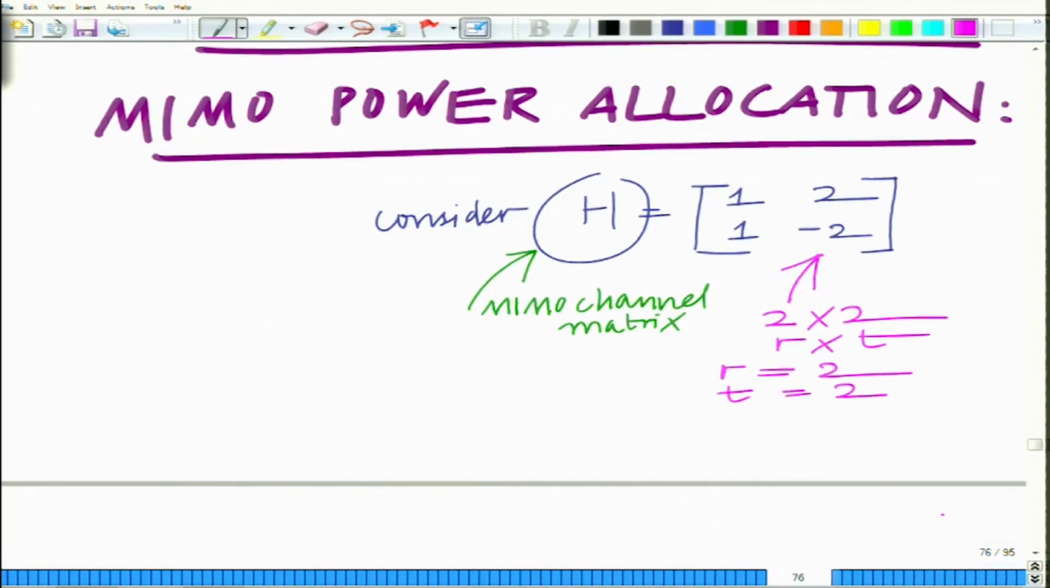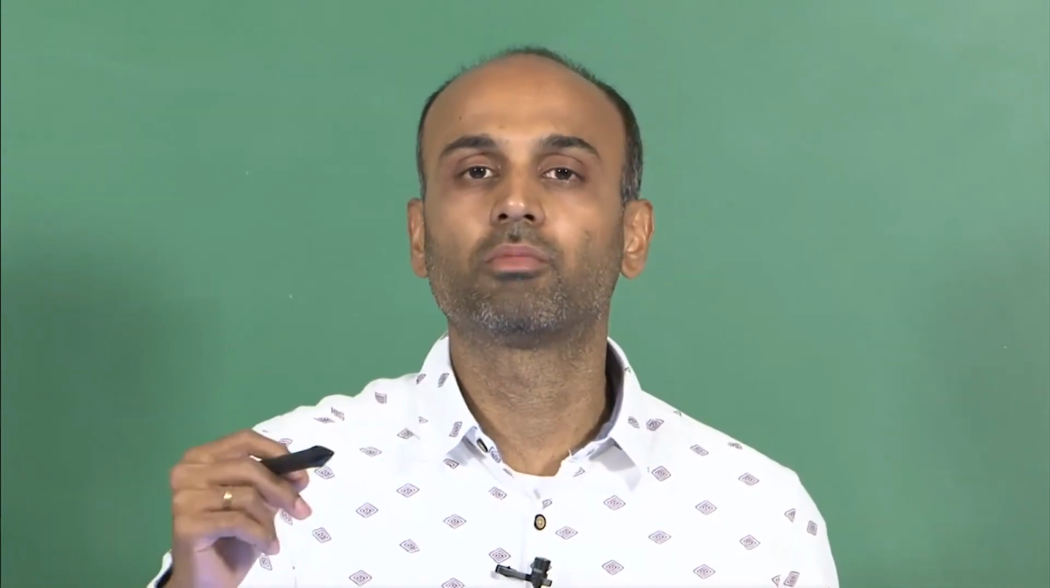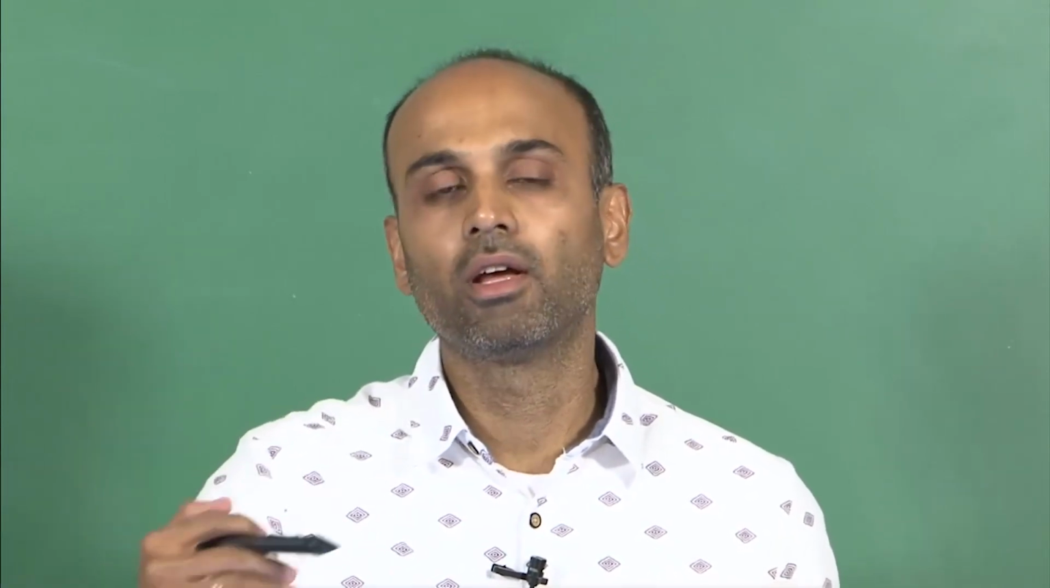So, basically the number of receive antennas equals 2, and the number of transmit antennas equals 2. And what we want to do is allocate power optimally to the various modes of this MIMO channel. Remember, the modes are given by the singular value decomposition. These correspond to the channels with the gains sigma 1, sigma 2 and so on. And we have to allocate the power optimally to these different modes.